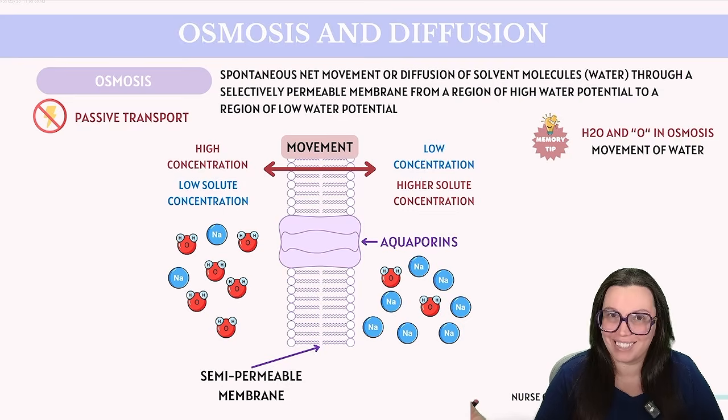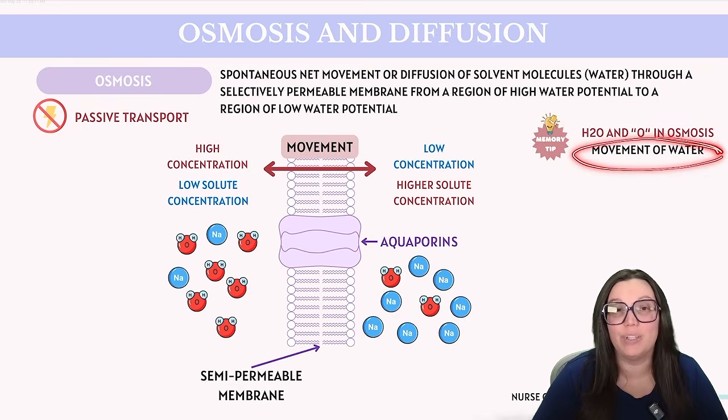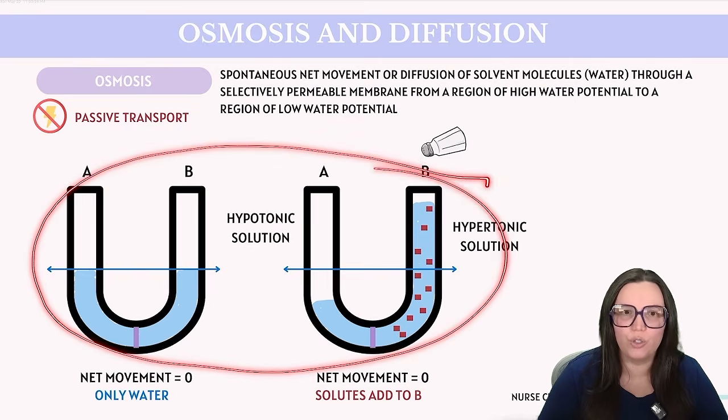An easy way that I like to remember osmosis is to think of H2O and O in osmosis. This means that it's going to be the movement of water. So let's introduce what is known as the U-tube setup.